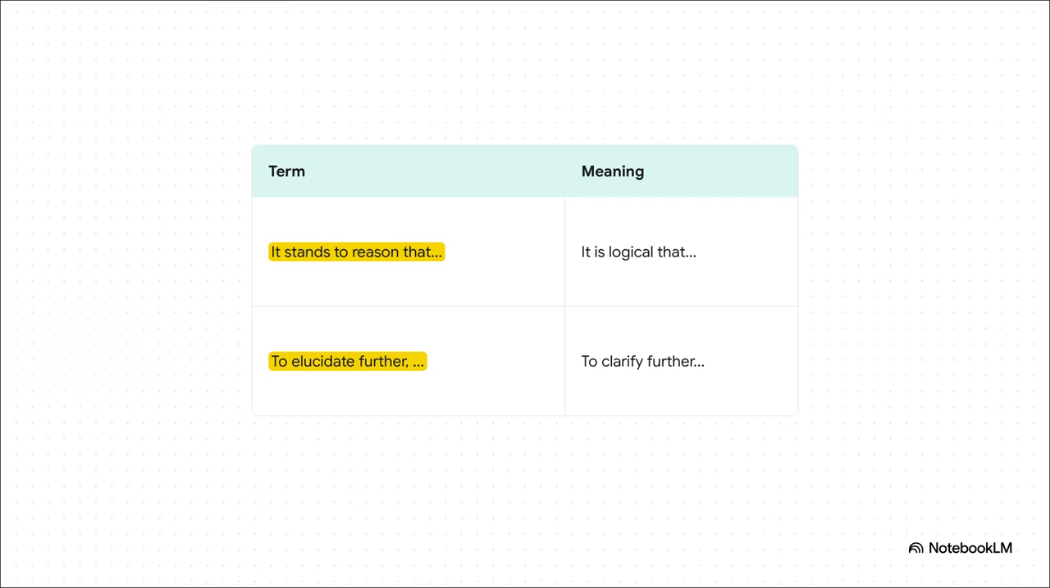To elucidate further. 进一步阐明. Memorize this chunk: allow me to elucidate further. Drop this into Writing Task 2 when you need to expand on a point. To elucidate further, a universal basic income could alleviate poverty. It's just a highly sophisticated way to introduce your supporting details.